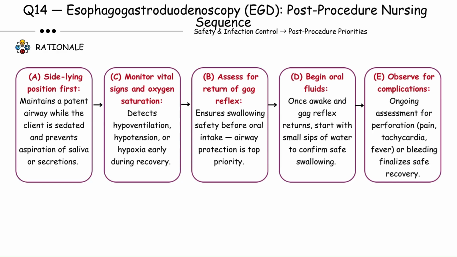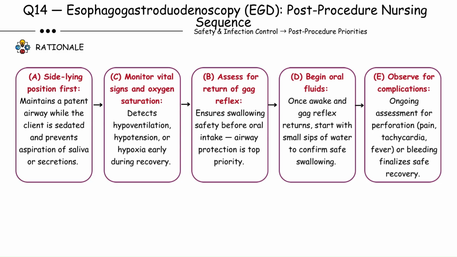Step B. Assess for the return of the gag reflex. Before you offer anything by mouth, you must confirm that the client can swallow and protect their own airway. You might do this by gently touching the back of the throat as ordered, or having them sip a very small amount of water under close observation. Step D. Begin oral fluids. Once the gag reflex has fully returned and the client is alert, you can start with small sips of water and then progress as tolerated.